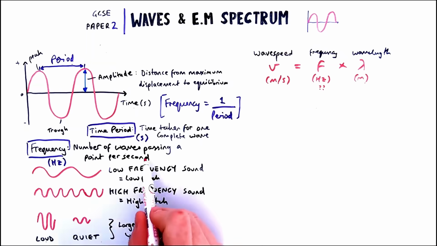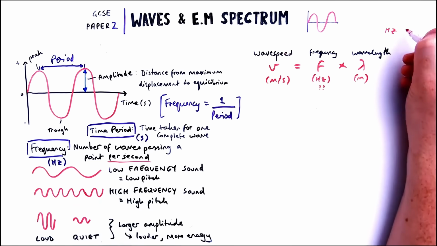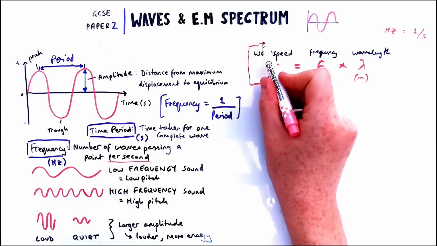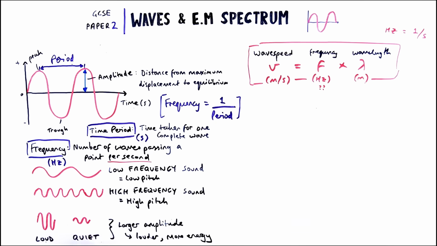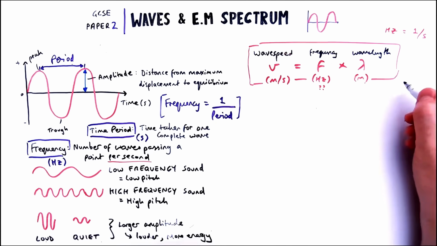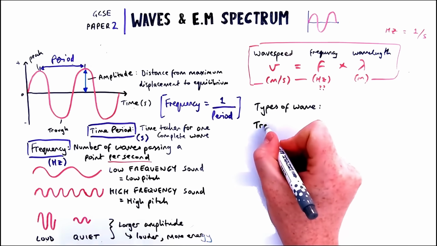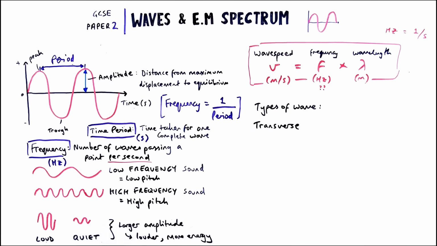Now, if you've noticed here, the units don't seem to quite make sense. That's because hertz is a bit of a special unit. Really, what we could say is that frequency is measured in 1 divided by seconds, or 1 over seconds, because it's something happening per second. Next, we're going to look at transverse and longitudinal waves, the two categories of waves.